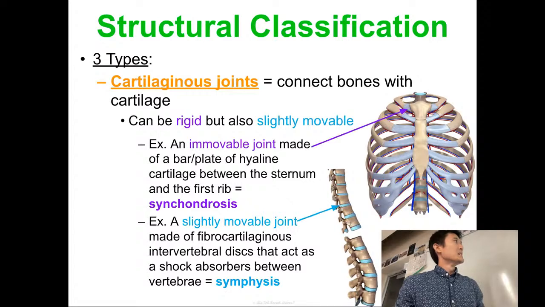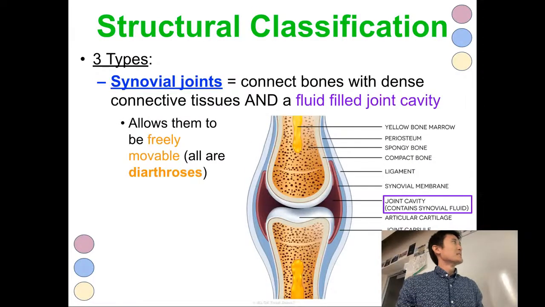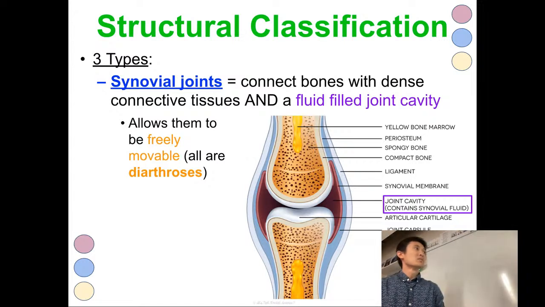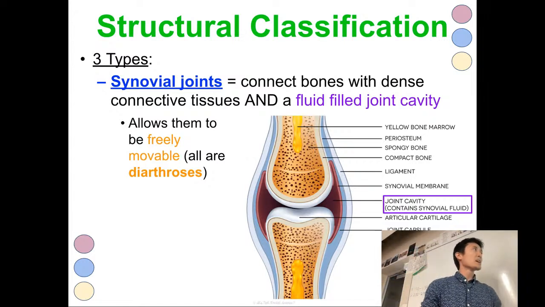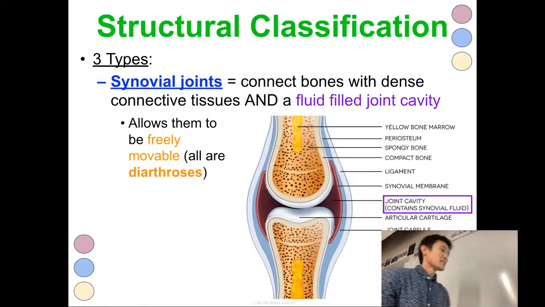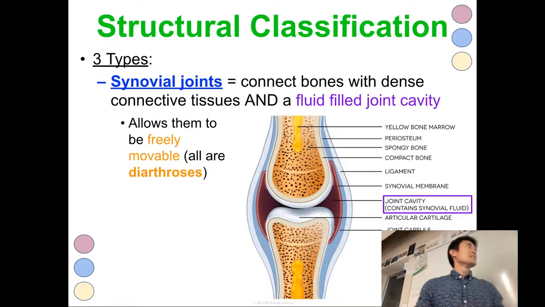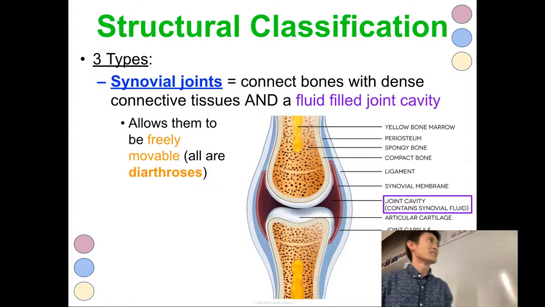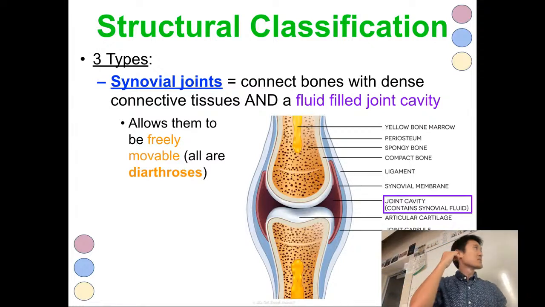Okay, last one. We have these things called synovial joints. Synovial joints do have some cartilage, but they do move a lot. These are all the other joints. This is the most diverse group of joints. Most joints fall under this category. So if you're on the test and you have no idea, you should guess synovial joint because chances are most of the joints fall under this category.